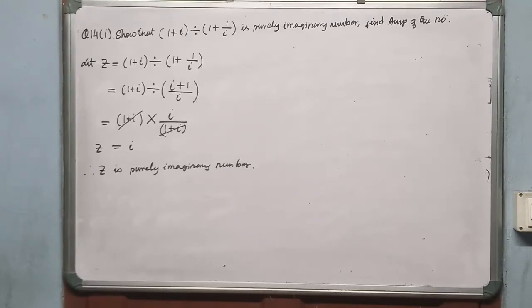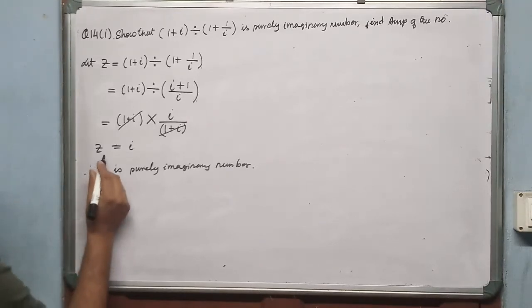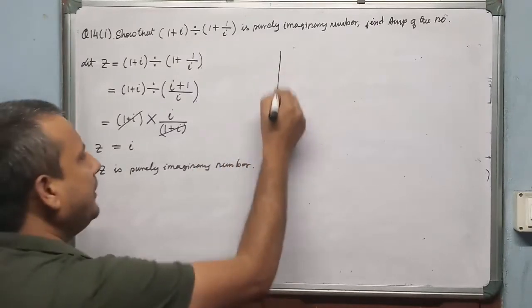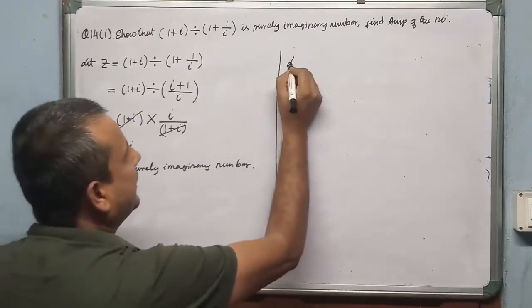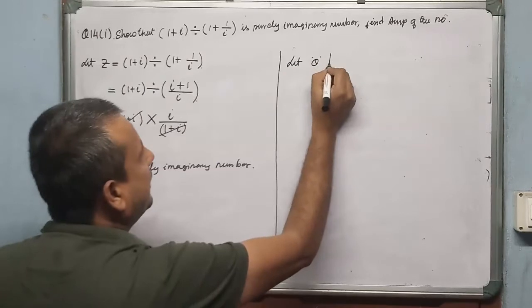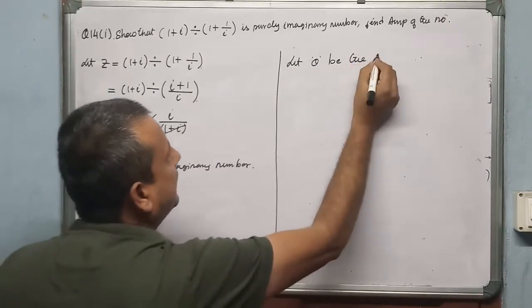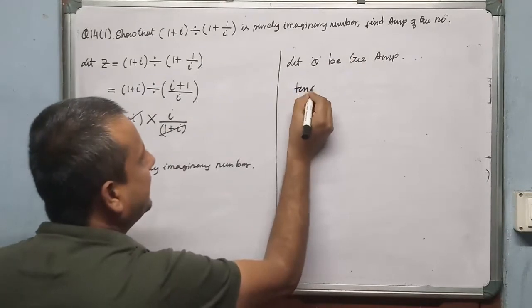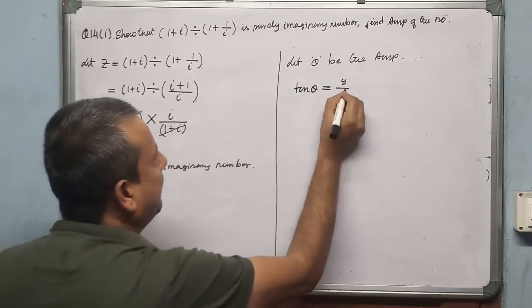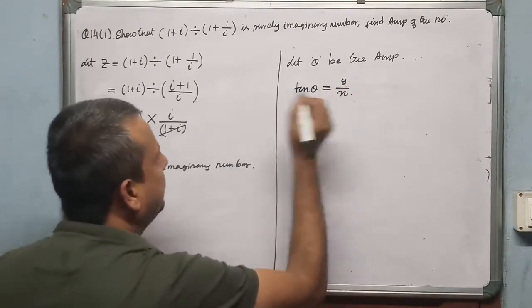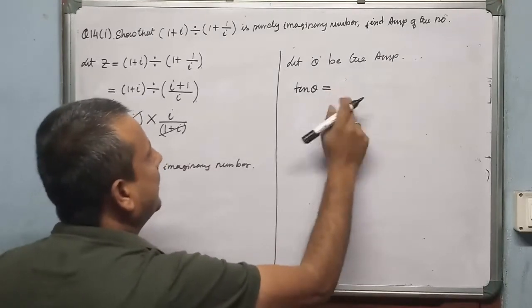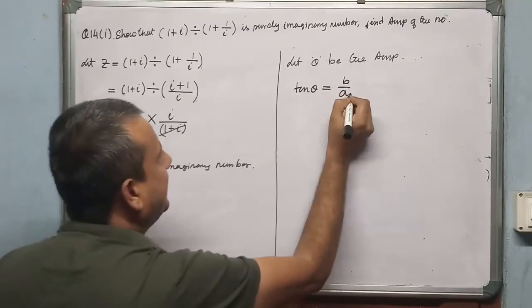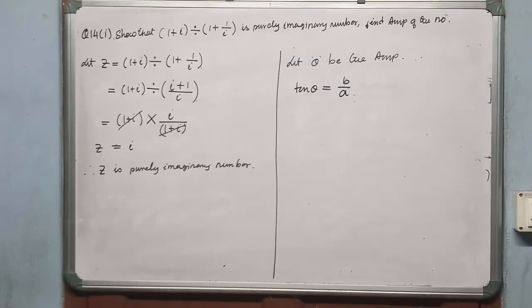Find the amplitude. Amplitude means, now say z equals i. To calculate the amplitude, let theta be the amplitude. Then tan theta is equal to y by x, or a by b we can write. Okay, it would be better, I'll write b by a. tan theta is equal to b by a. To calculate the amplitude, you have to calculate the value of theta.